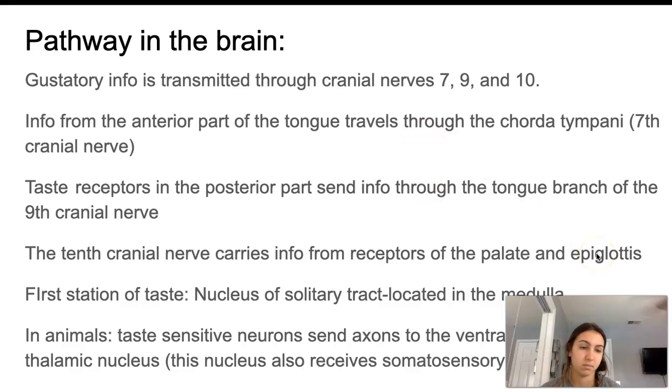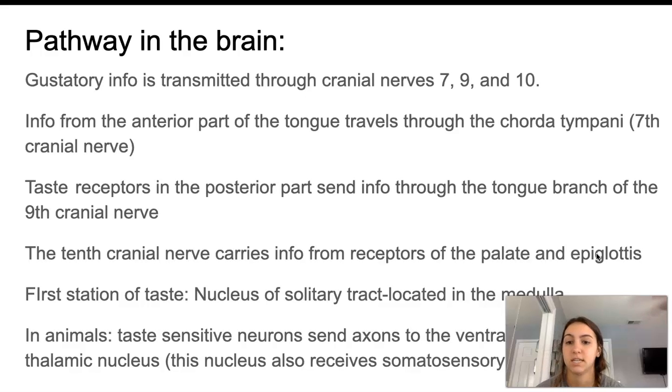Okay, so pathway in the brain. Gustatory information is transmitted through cranial nerves 7, 9, and 10. So I'm going to go over what happens with those cranial nerves. The information from the anterior part of the tongue travels through the chorda tympani, which is the 7th cranial nerve. That is a branch of the facial nerve that goes beneath the eardrum. The taste receptors in the posterior part send information through the tongue branch of the 9th cranial nerve. And then the 10th cranial nerve carries the information from receptors of the palate and epiglottis.